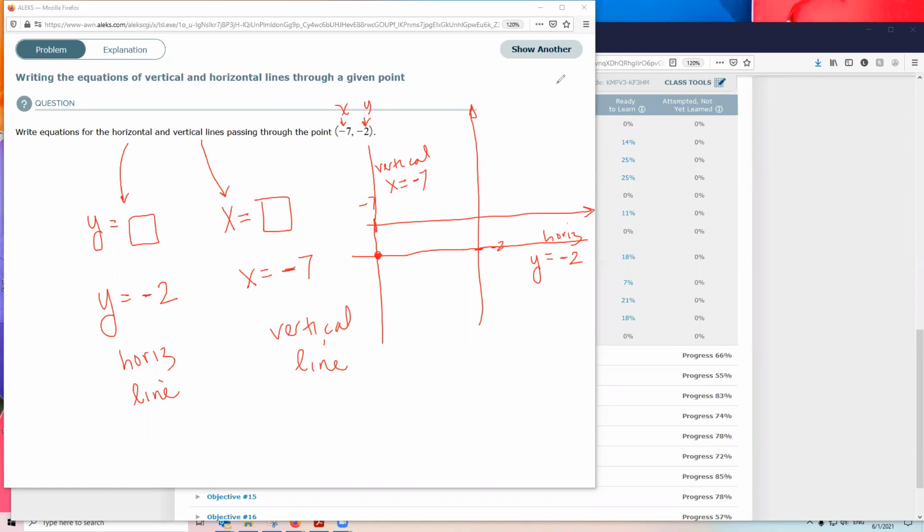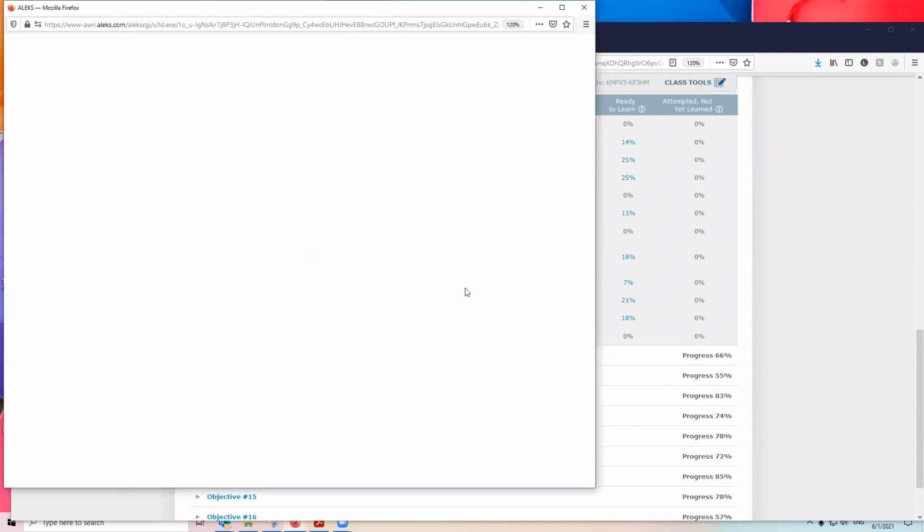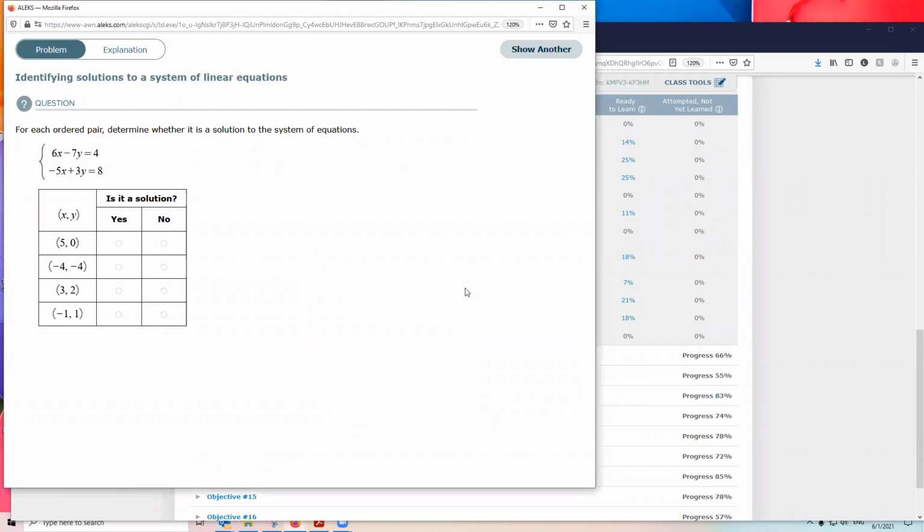All right, let's see. What if we come here, identify solutions? Well, this topic introduces what's called a system of equations. A system of equations is just more than one equation to be solved at the same time. So what they're giving me is 2 equations here. I'm going to call this equation A and equation B. And they're going to ask me, is 5, 0 a solution?